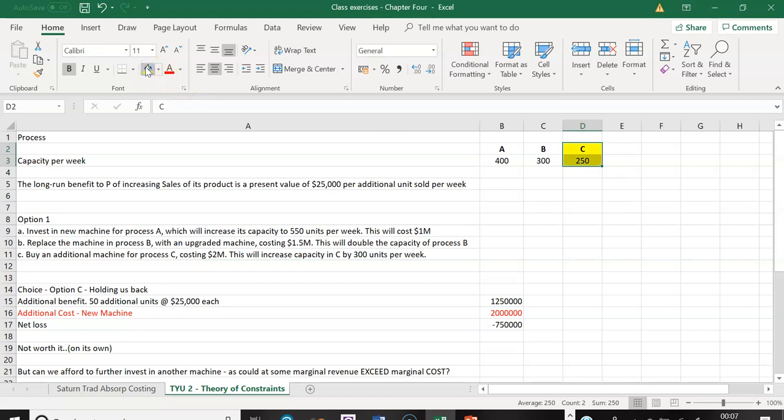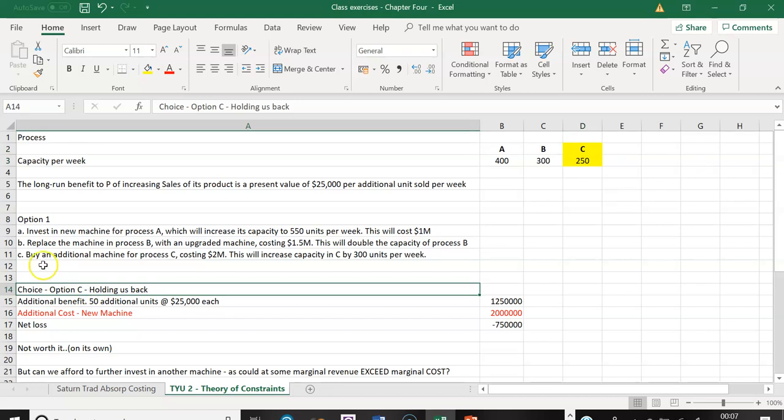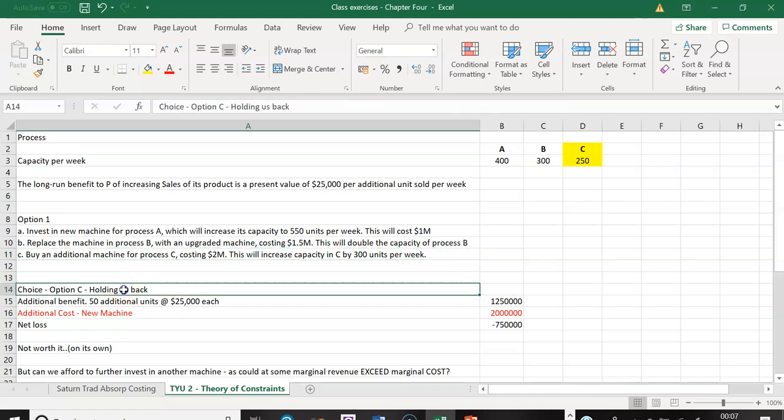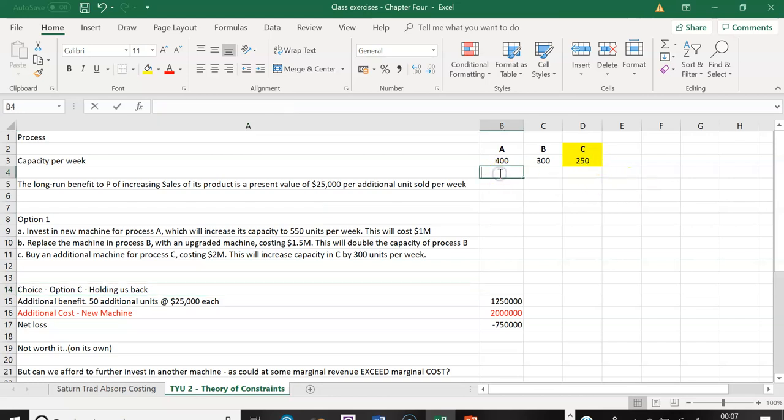Right, so the argument here is that C is holding us back. The question says we can look at point 3: if you buy an additional machine for process C costing 2 million, so we know we have this outlay of 2 million, this will increase capacity by 300 units. So here we are, choice C. If we buy this machine, we will have a new scenario that will look like this now: 400, 300, and this will increase by 300 units, taking us to 550. So this becomes our new scenario.